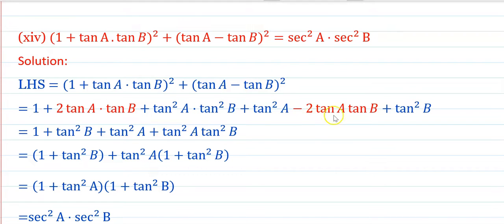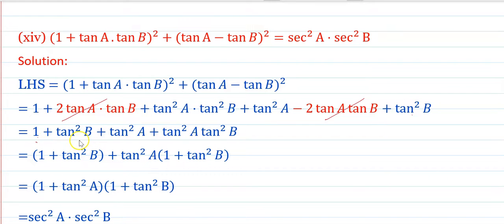Tan square a minus 2 times tan a into tan b plus tan square b. Okay. Now see this here. This plus 2 times tan a into tan b minus 2 times tan a into tan b, that get cancelled. Then what you will get? This is the 1 plus tan square b. Next, tan square a, plus tan square a into tan square b.